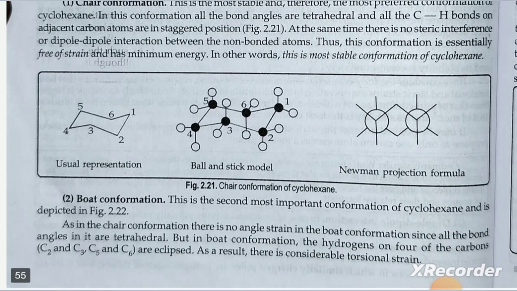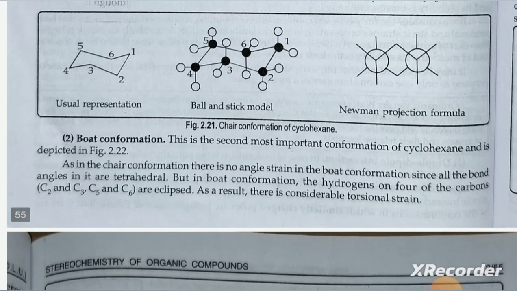Second is boat conformation. This is the second most important conformation of cyclohexane and is depicted in figure 2.22. As in the chair conformation, there is no angle strain in the boat conformation since all the bond angles in it are tetrahedral, but in boat conformation, the hydrogens on four of the carbons, C2 and C3, C5 and C6, are eclipsed. As a result, there is considerable torsional strain.